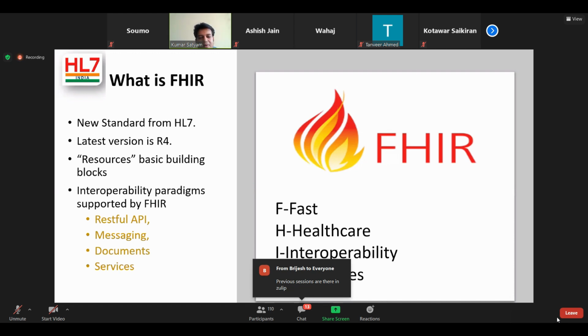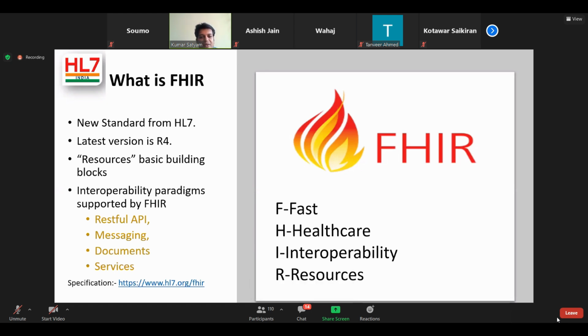The four FHIR paradigms are RESTful APIs, which we discussed in the last session, messaging, documents and services. For the full spec, you can go to hl7.org/FHIR. We are not going to discuss messaging, services and documents much in these sessions. We have already discussed RESTful APIs, and today we discuss resources. In due course, if there is context and questions, we will touch on the other paradigms of FHIR.